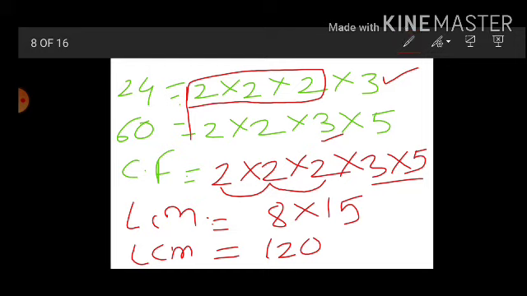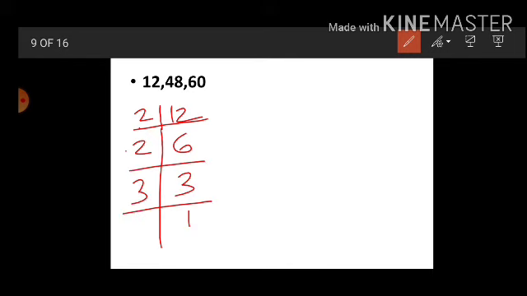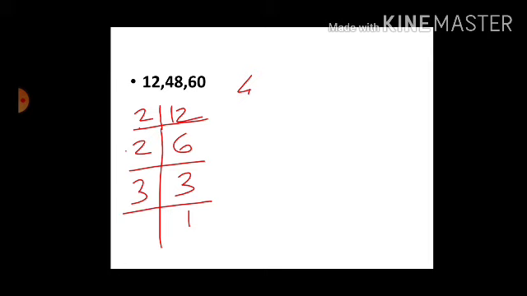So now the next example is 12, 48 and 60. First we take out the prime factors of 12. 2 6s are 12, 2 3s are 6 and 3 1s are 3. Why am I dividing by 2? Because 2 is a prime factor and 12 is an even number. So an even number is divisible by 2. That's why we divide by 2. Now 48. Now we first write the prime factors of 12 here.